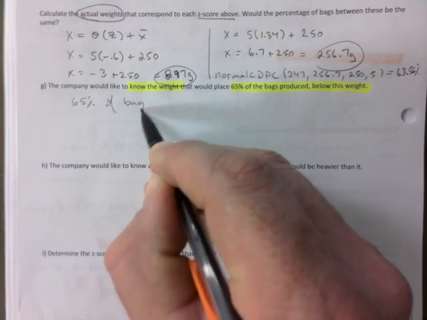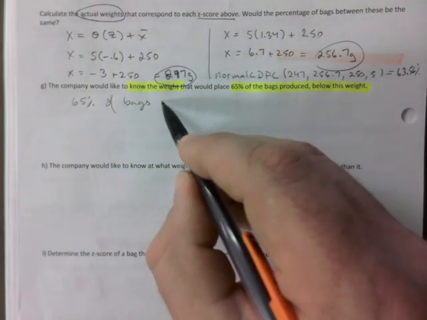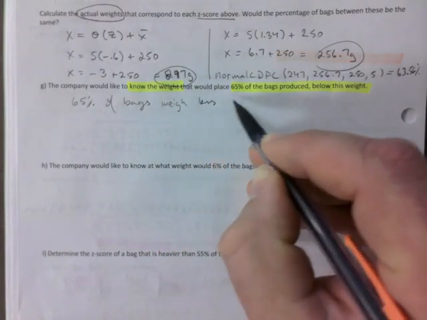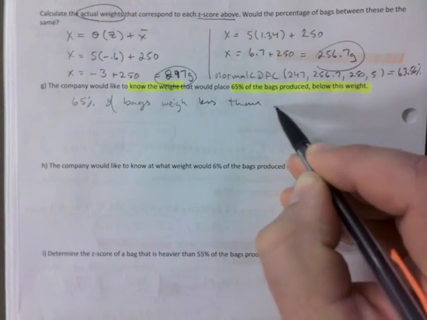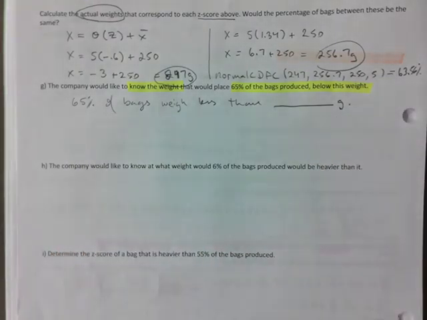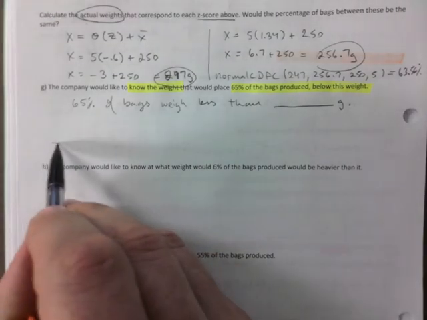If you want to rewrite it somewhere in here, the bags weigh less than some number of grams. I might just state it like that. That's another indicator that I have to use inverse norm. So you have to read carefully.